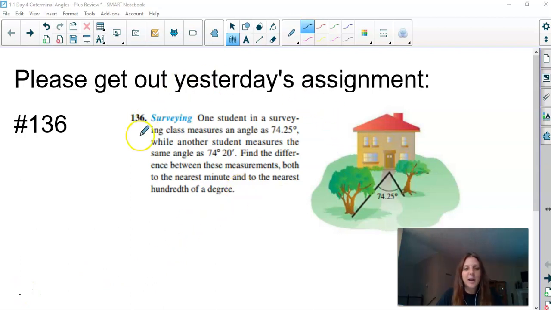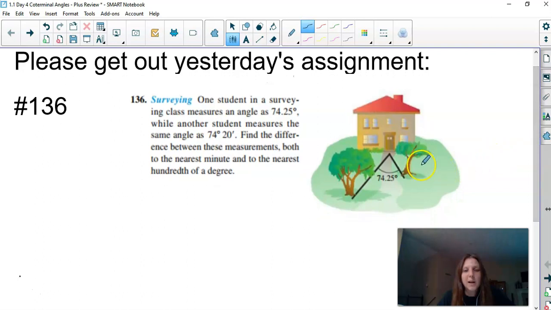The last assignments you got, you had this question number 136, and it was about surveying. So go ahead and get that out, and let's take a look at how this is set up. One student in a surveying class measures an angle as 74.25 degrees, while another student measures the same angle as 74 degrees 20 minutes. Find the difference between these measurements, both to the nearest minute and to the nearest hundredth of a degree. So this is a good application problem for the practice problems that we've been working on so far. And you can see that there is the angle that was measured from the outside of this house between the trees.